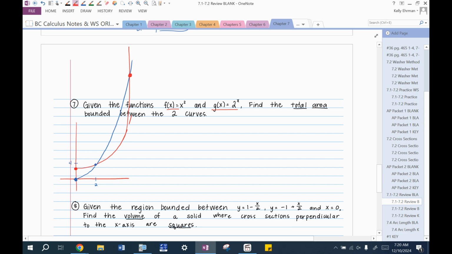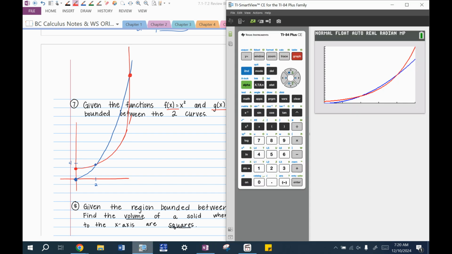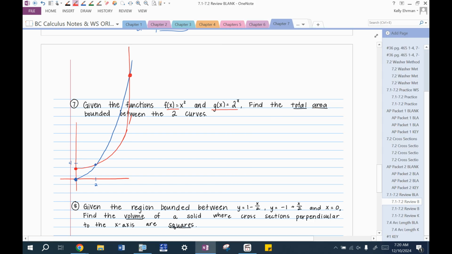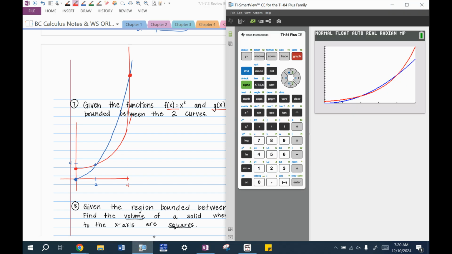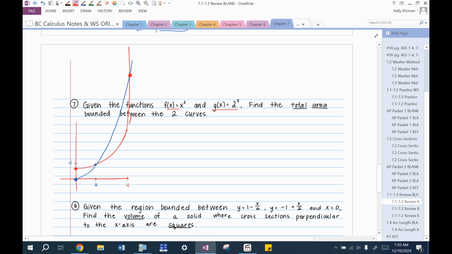So where does that happen? I believe it's 4, right? 2 to the 4th is 16. 4 squared is 16. You could verify that on the calculator, but that's got to be right. So again, my scale is way off, whatever. But the idea is that for the first part, you have 2 to the x on top, x squared on the bottom. And then you switch so that it's 2 to the x on the bottom, x squared is on top. That means that we need two integrals.